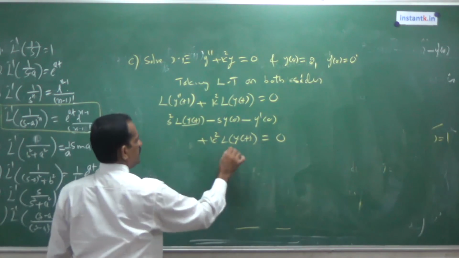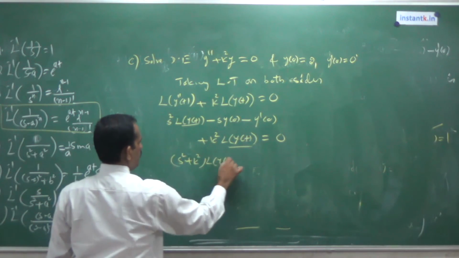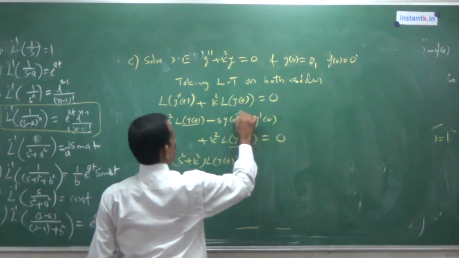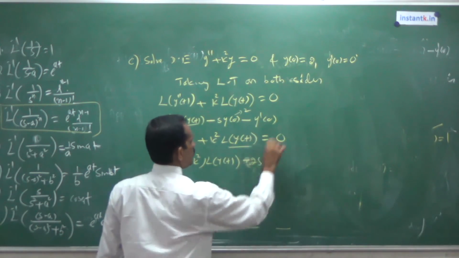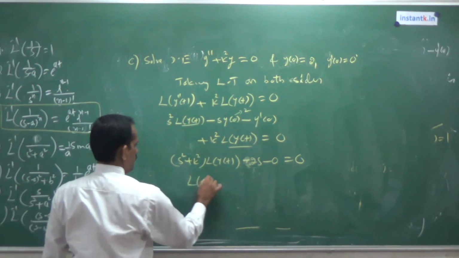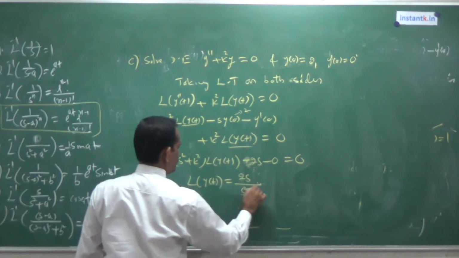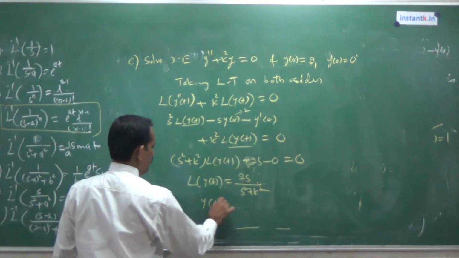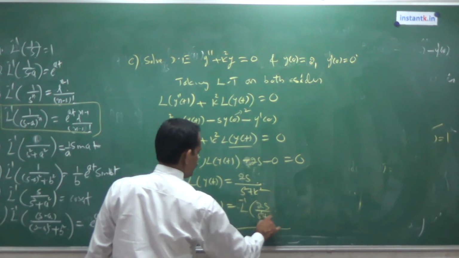Now you write all the y of t terms together. What you get? S squared plus k squared into L of y of t equals, what is y of 0? Y of 0 is 2. So here you get minus 2s. What is y dash 0? That is 0, that is given. Take this on the right hand side: L of y of t equals 2s divided by s squared plus k squared. We need the solution. What does solution mean? Y of t, which is nothing but the Laplace inverse of the right hand side.